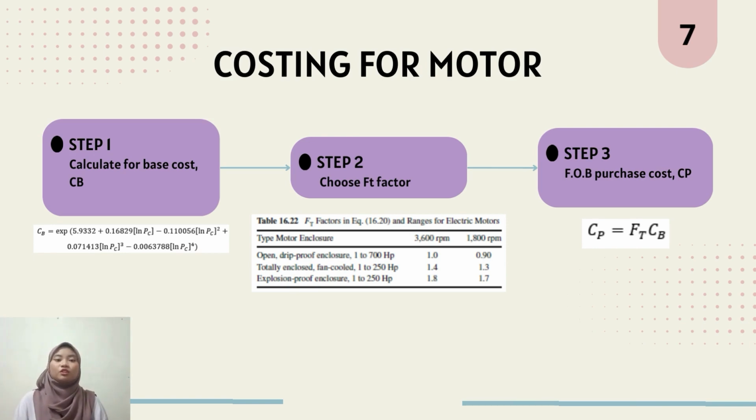For costing for the motor, basically the steps are the same as costing for the pump, but there are slight differences in the formula and so on. So step 1, we need to calculate the base cost CP by using that formula. Step 2, we need to choose the FT factor from table 16.22. And the last step, we need to calculate the FOB purchase cost using this formula. That's how we calculate costing for the pump and motor.